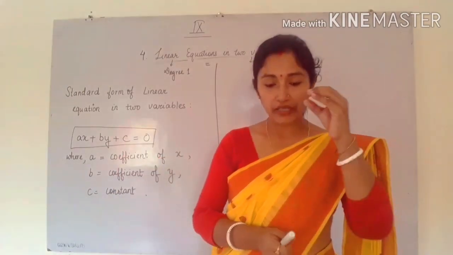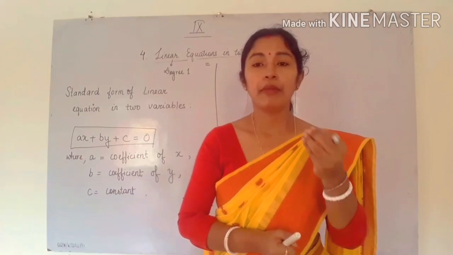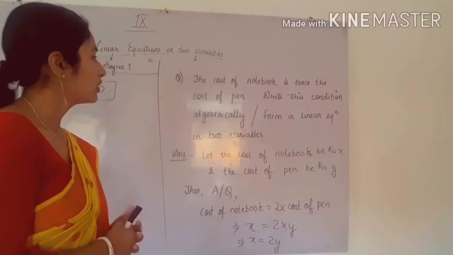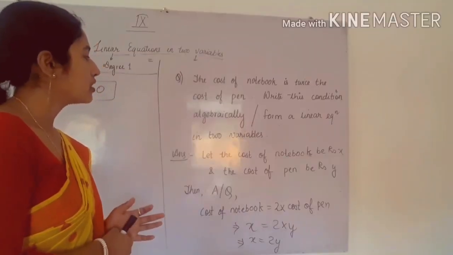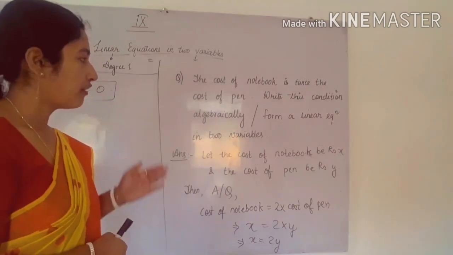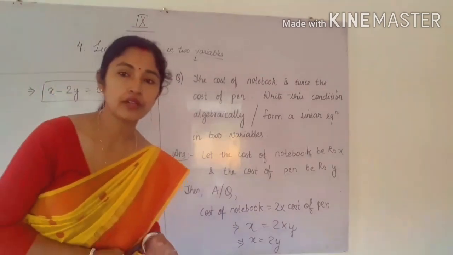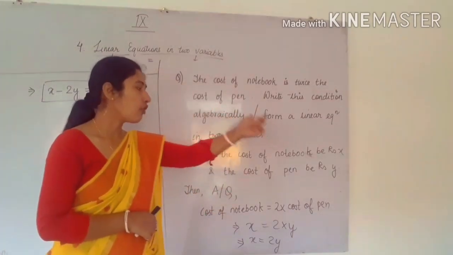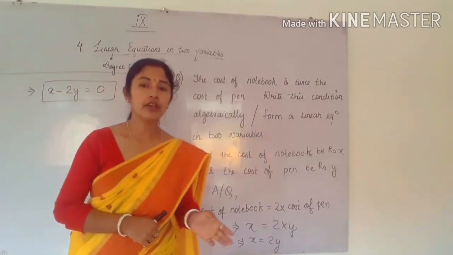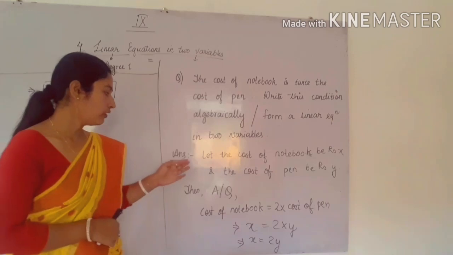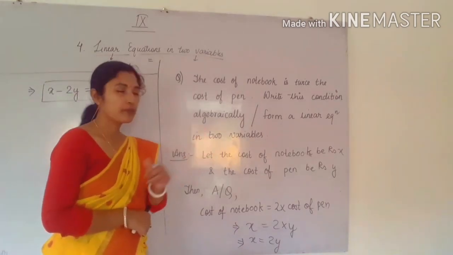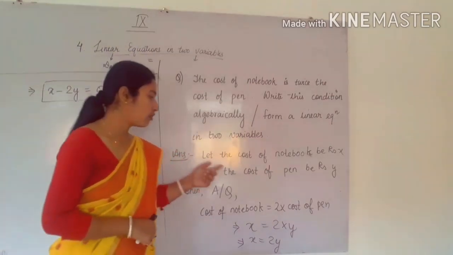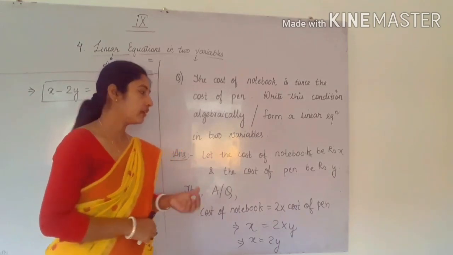By this condition, we have to make a linear equation in two variable. First of all, I will write the question: the cost of a notebook is twice the cost of a pen. Write this condition algebraically. What is the meaning of this? You have to represent this situation algebraically, that means in terms of the variables x and y. Or it may be written like this: form a linear equation in two variable by the given situation. So we take the cost of the notebook to be rupees x because we don't know the cost of the notebook, and the cost of the pen to be rupees y.